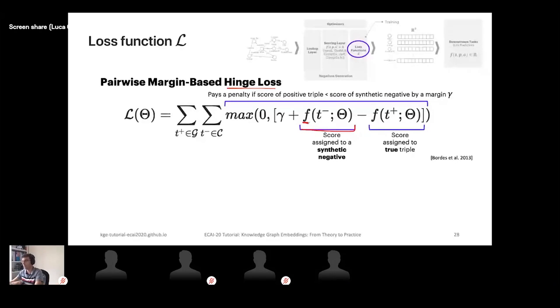This is where f goes during training, right? So in a nutshell, this function here makes me pay a penalty if the score associated to a true triple is smaller than the score associated to a negative by a margin gamma.